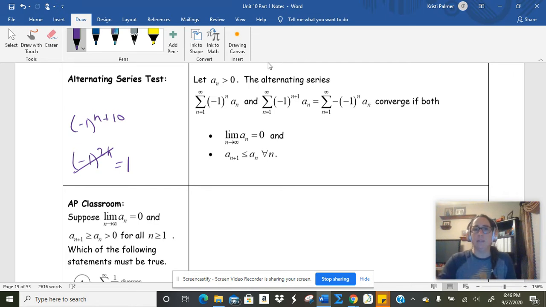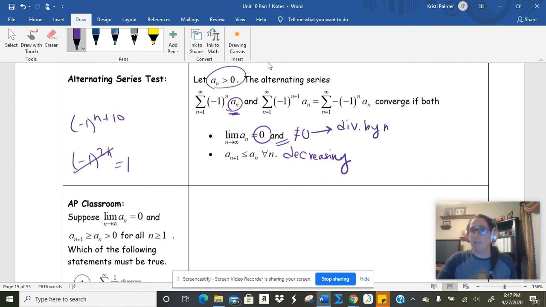Okay, so when you have an alternating series and this sequence in here is always greater than 0, that's without the alternating part, just looking at the absolute value of it, basically. If the limit of that part goes to 0 and the next term is always less than or equal to the previous term, that's telling me that we have decreasing, then we can say that this converges by the alternating series test. And remember, if the limit is not 0, then we know something else. We know that this diverges by the nth term test.